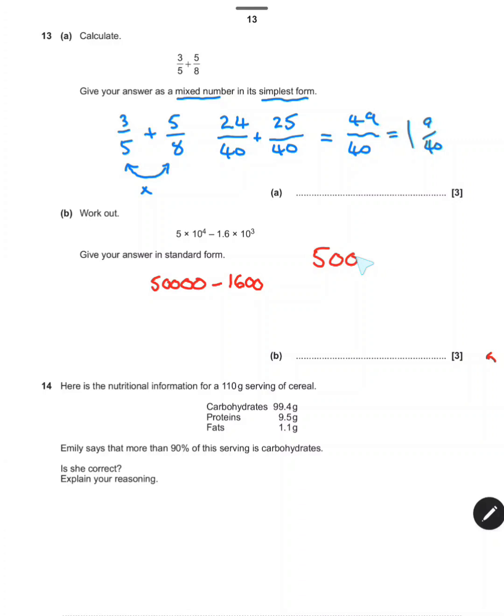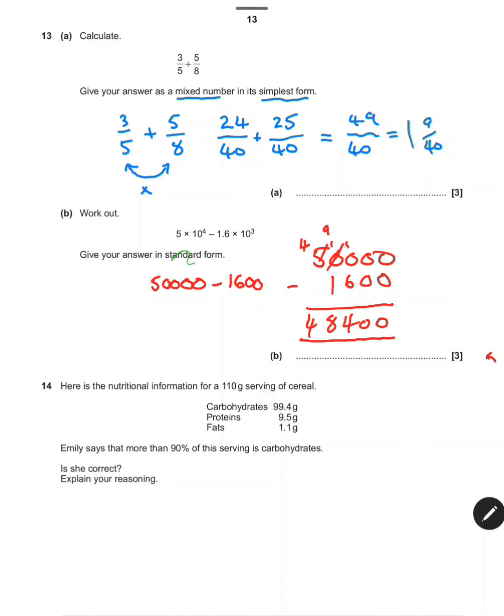Can't do 0 take 6 and can't borrow from here. So I'm going to borrow from the 5 and put a 4. And then I'm going to borrow from this 10 and put a 9. And we get 10 take 6 is 4. 9 take 1 is 8. And 4 take 0 is 4. This is the answer to the calculation, 48400.